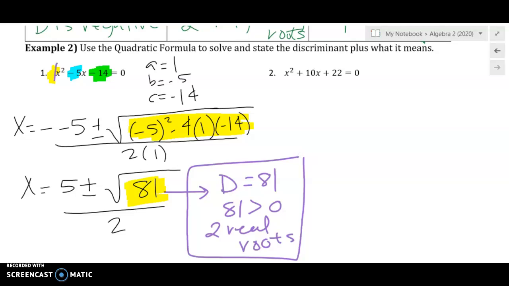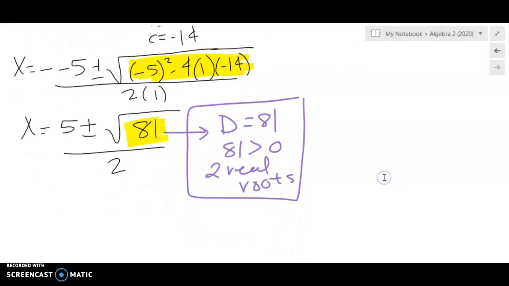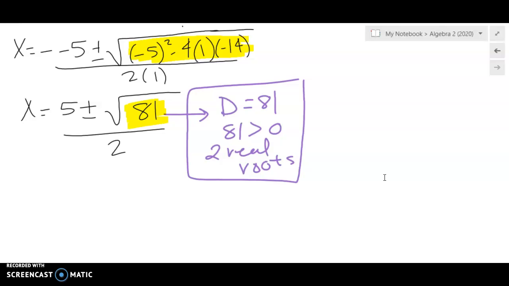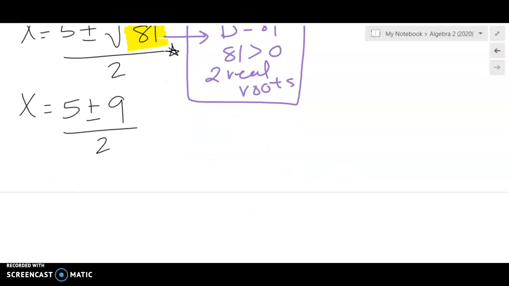So when I continue on in a moment and I find my answers, I'm going to have two real solutions, two real answers. So I'm going to continue on, and I'm going to go ahead and simplify the square root of 81. This one should actually be pretty nice because the square root of 81 is a perfect square. Hopefully you know the square root of 81 is 9. So I can write 9 there. So I have 5 plus or minus just 9 over 2.